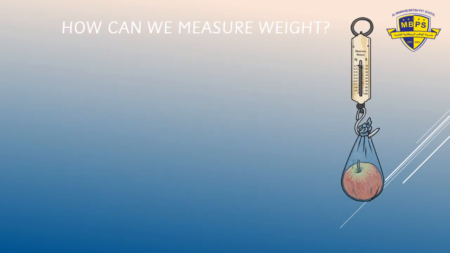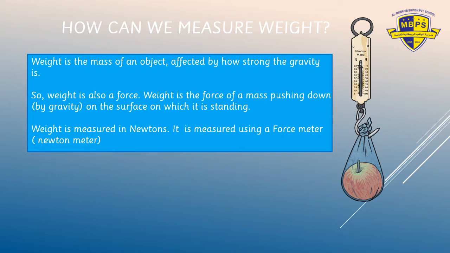Now we know weight is a force, so we have to measure it. Weight is measured by using a Newton meter. We can also call it a force meter. Weight is affected by how strong the gravity is. Weight is also a force. It's the force of a mass pushing down on the surface on which it is standing. So weight is measured in newtons. It is measured using a force meter or a Newton meter. You can see a Newton meter here.